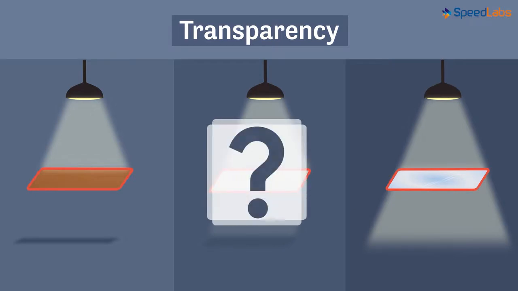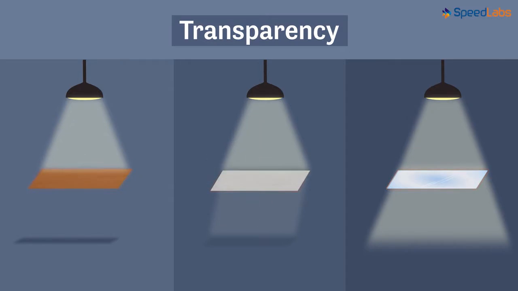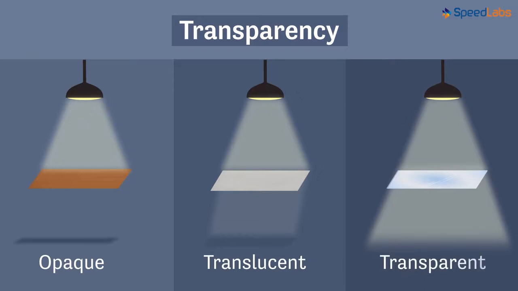So, is this a parameter for the categorization of materials? Yes, it is. Is the material opaque or translucent, or is it transparent? This is how we sort materials based on transparency. Do we understand these terms well? What do we mean by opaque, translucent, and transparent? Okay, let's see what they are.